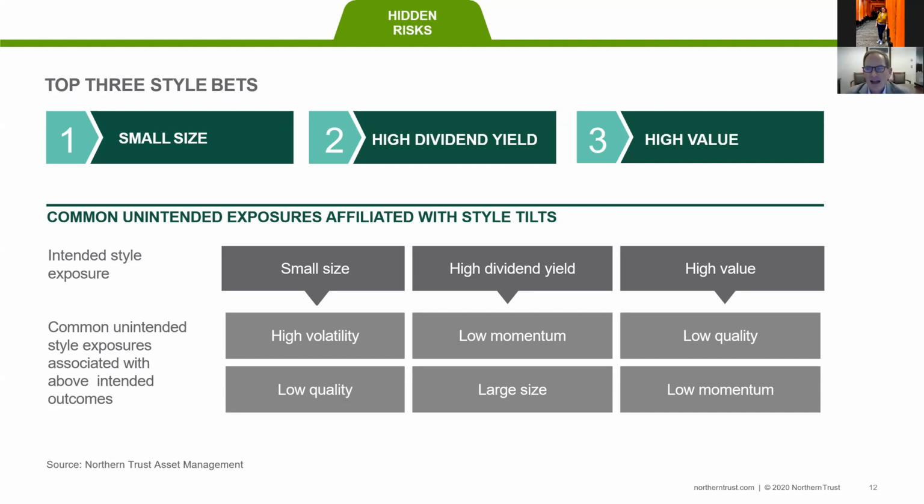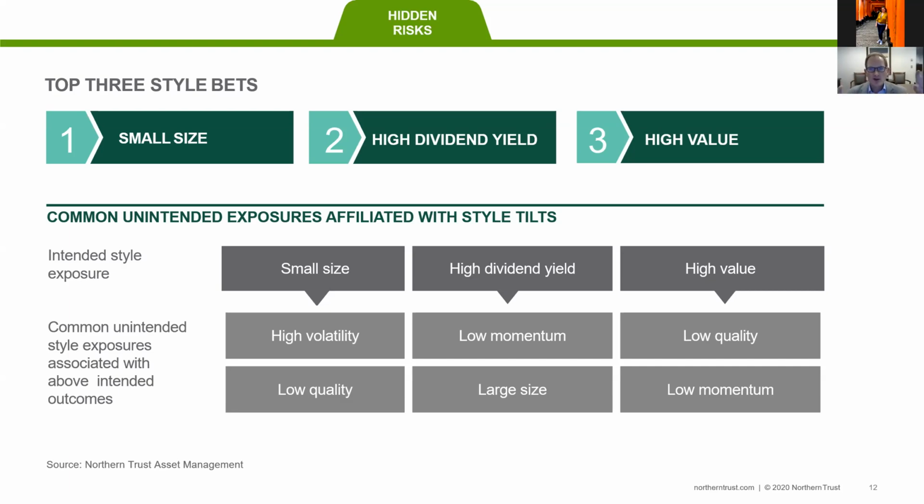The point is that although most of the asset owners were very well aware that they were taking a small size bias, a high dividend yield bias, or a value bias in their portfolio, they were not aware that they were taking a higher volatility, lower quality, lower momentum exposure, and so on and so forth. And what I will assert is it's these unintended style factor exposures that really defined the performance of a lot of these strategies. So if you had a value strategy that controlled for quality and controlled for momentum, the performance was materially different than one that did not.